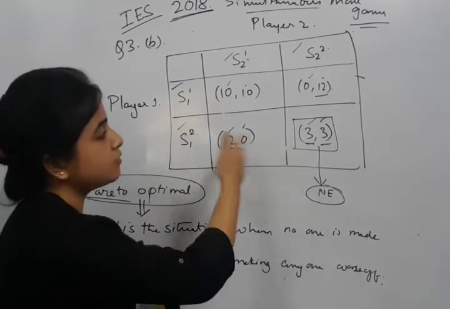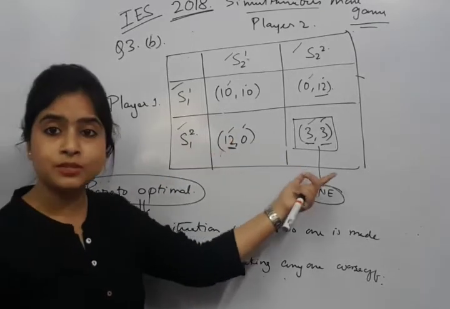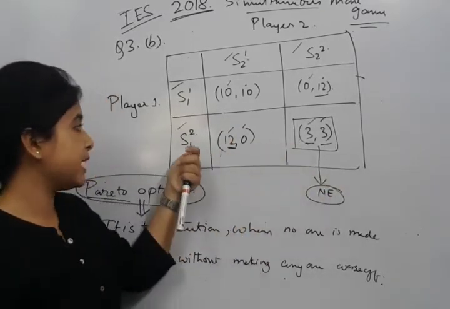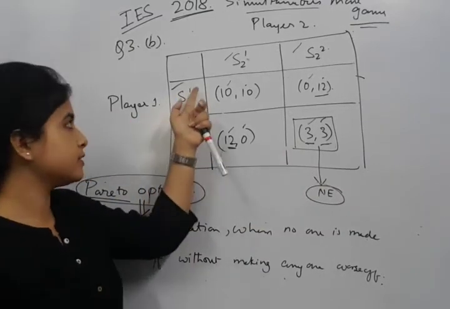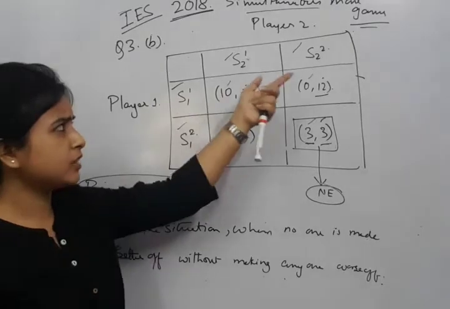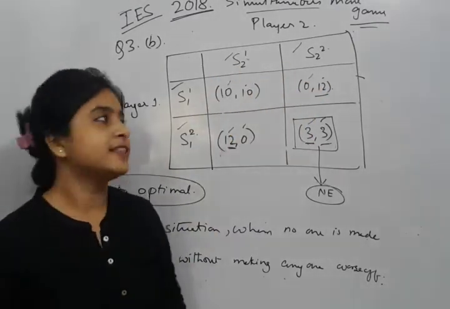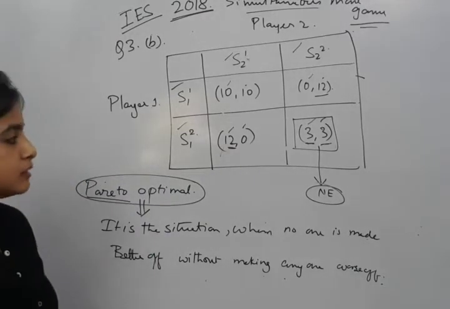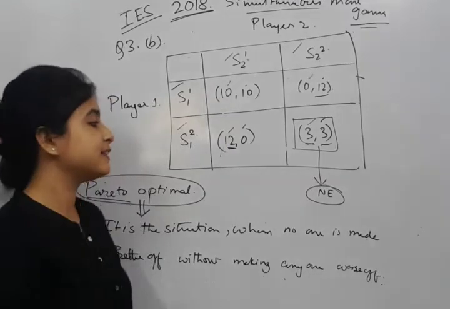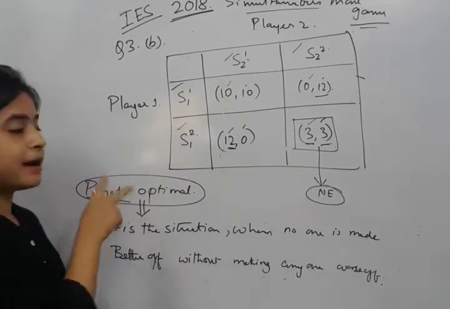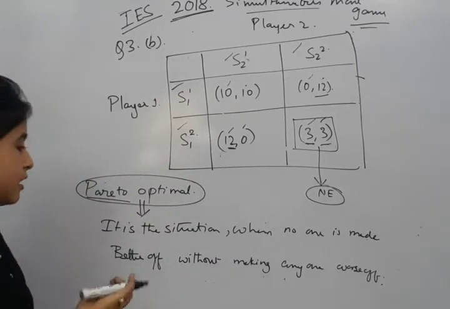Because if the players go off this Nash equilibrium strategy, that means if player 1 chooses S1 dash, and if player 2 chooses similarly S2 dash, then we can say that yes, whatever the question they have asked us, that we have to show that this Nash equilibrium is not Pareto optimal. So we are successful in proving this thing, right?